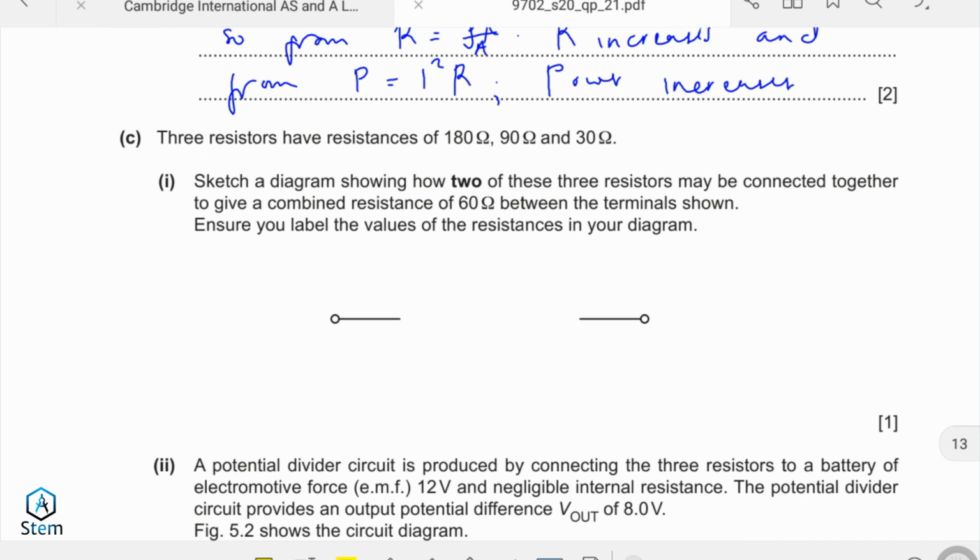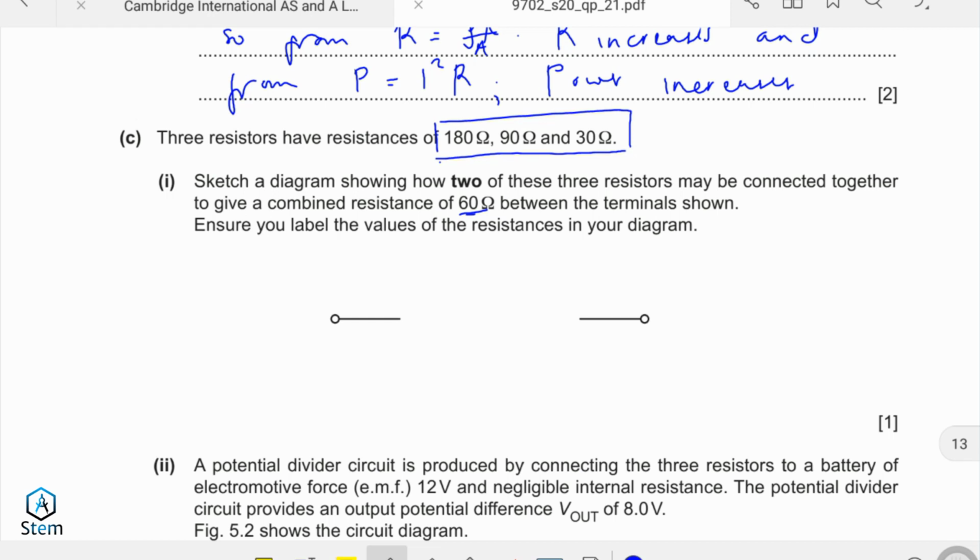We have three resistors with resistance of 180, 90, and 30 ohm. Sketch the diagram showing how two of these resistors may be connected together to give a combined resistance of 60 ohm between them. All right, so with this one, you may need to do a little trial and error. It's obvious that we are not going to have a series connection here, because when resistors are in series, the total resistance is simply the sum of the resistances. So here we cannot see any combination whose sum will lead to 60 ohm. Therefore, we should try parallel connections.